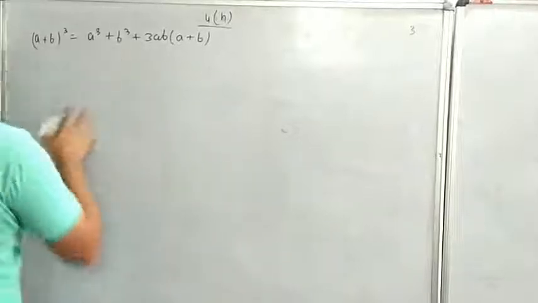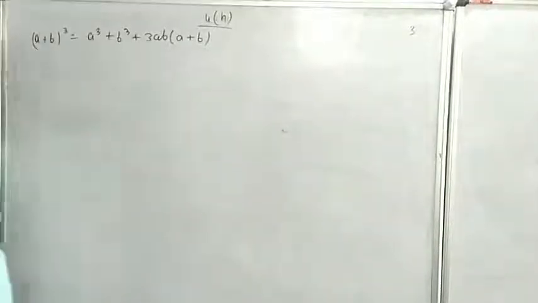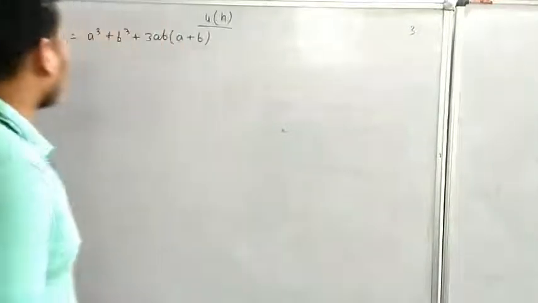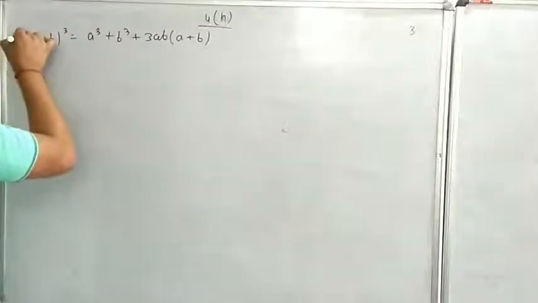Okay, first I am taking (a plus b) whole cube, and (a minus b) whole cube. Let us solve it and see. So this is our main formula.